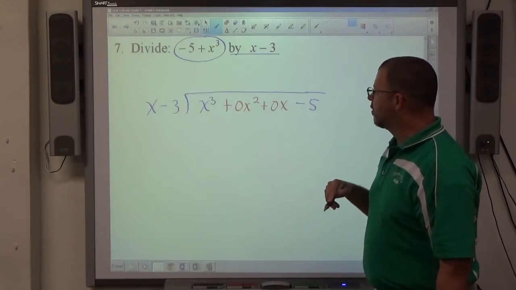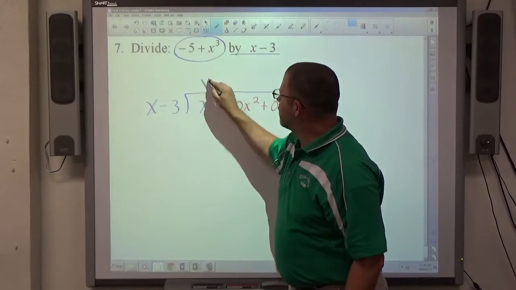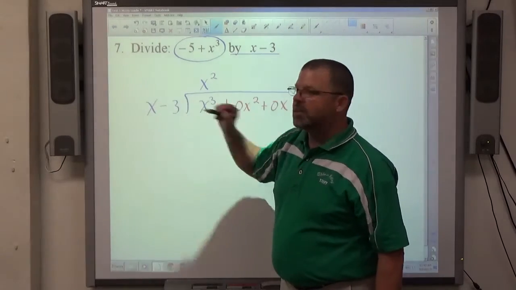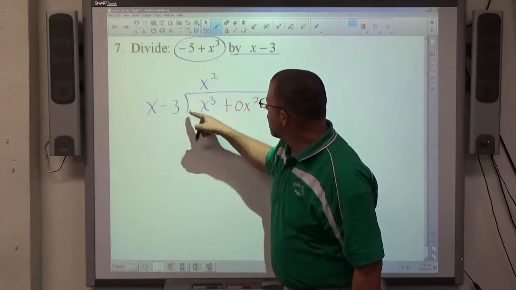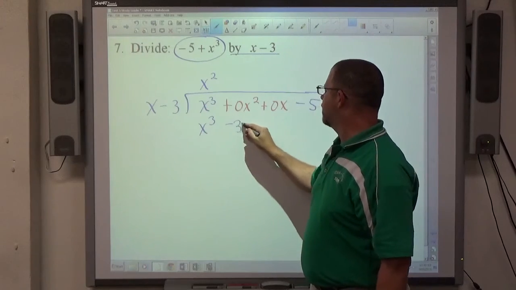I'm not going to change colors on this one. I'm just going to go ahead and go through the process. First divided by first is x squared. Again, whatever this is, drop the power by 1. Positive divided by positive makes a positive. X squared times both pieces. X squared times x is x cubed. X squared times negative 3 is negative 3x squared.